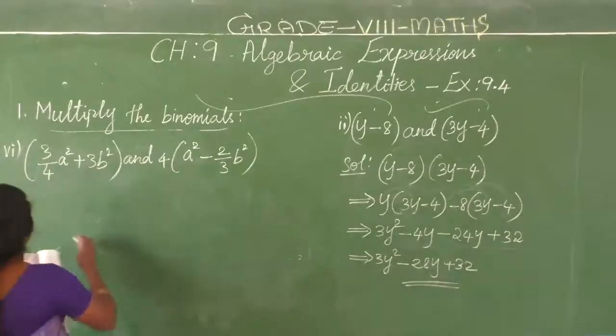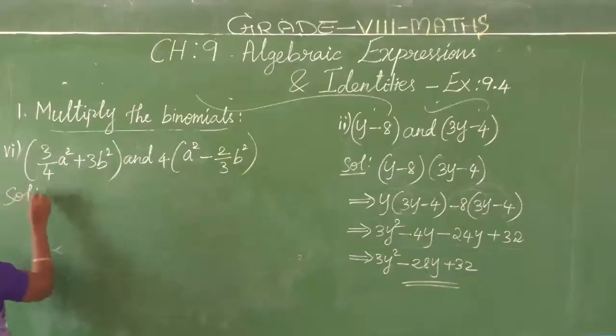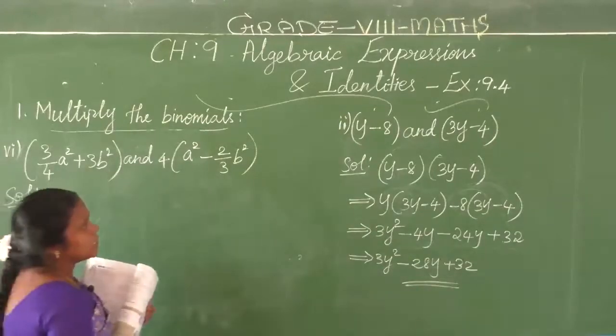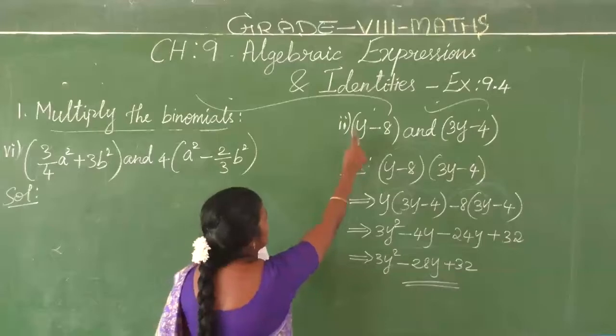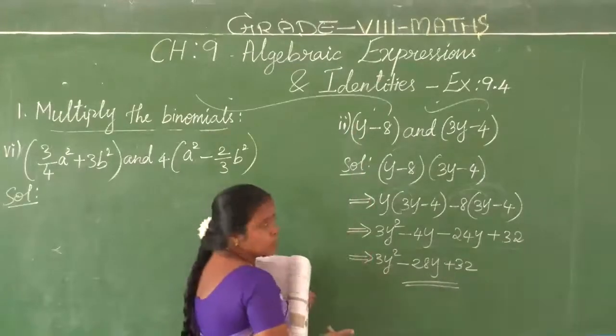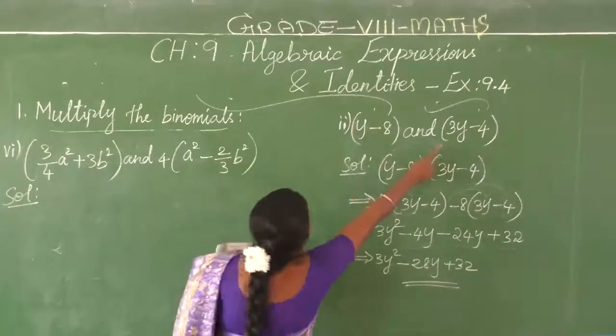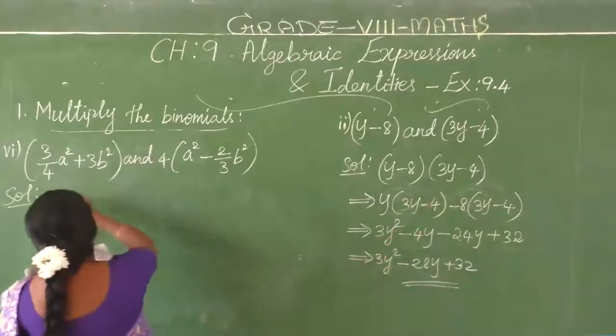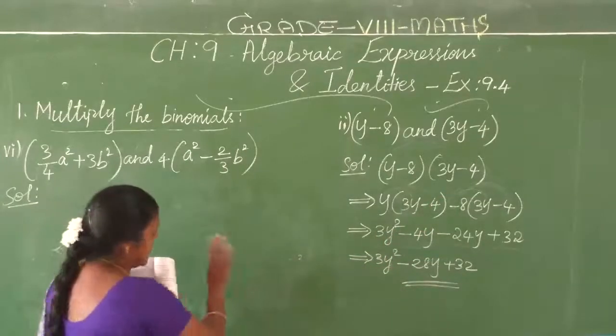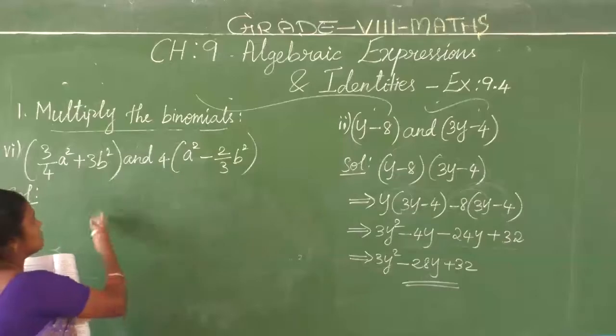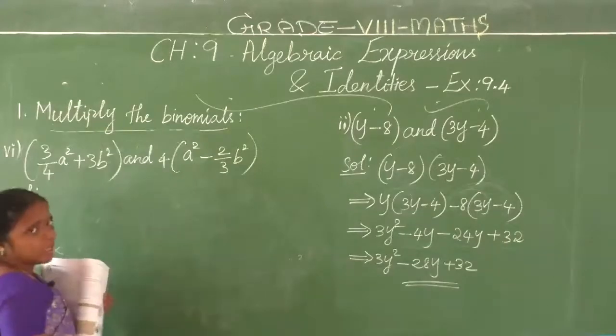Okay, what to do? In the previous two questions we have seen, if you watch the variable, that coefficients are whole numbers based, say 1, 3, like that. But here, fractional coefficient is given. But that's all the difference between the previous two sums and this one. But the method is same only.